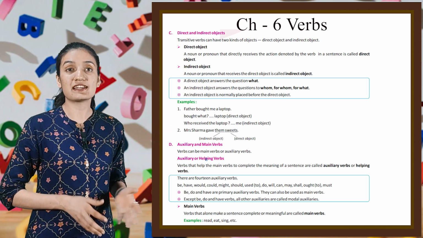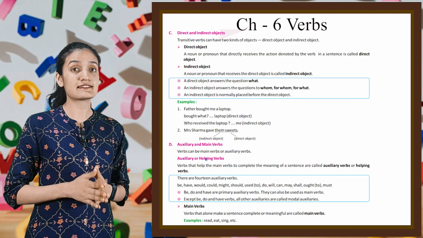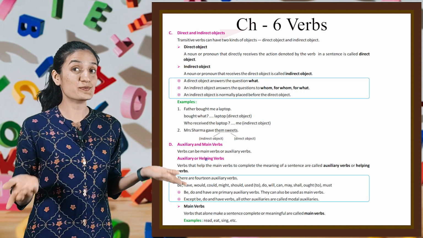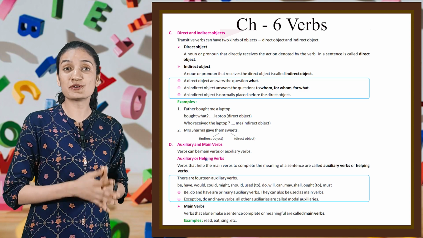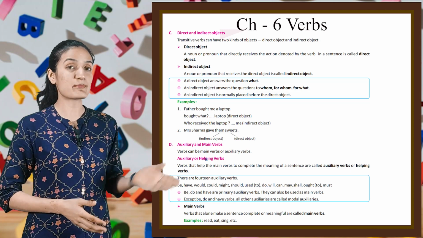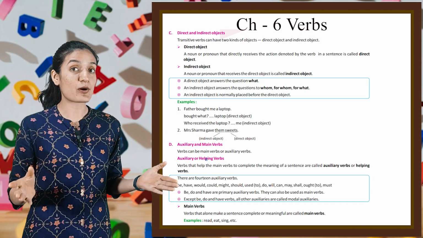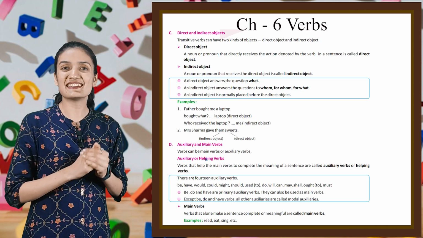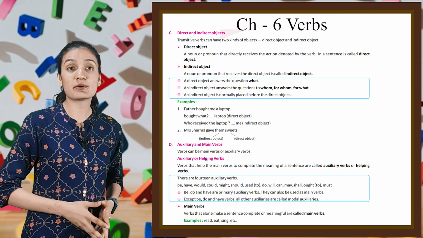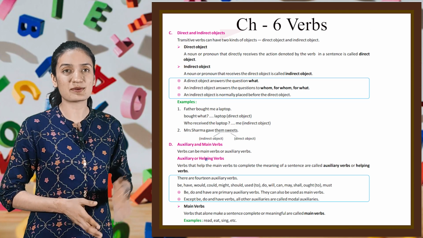A direct object answers the question what. An indirect object answers the question to whom, for what. An indirect object is normally placed before the direct object. Examples. Father bought me a laptop. Bought what? Laptop. Direct object. Who received the laptop? Me. Indirect object. Mrs. Sharma gave them sweets. Indirect object and direct object.